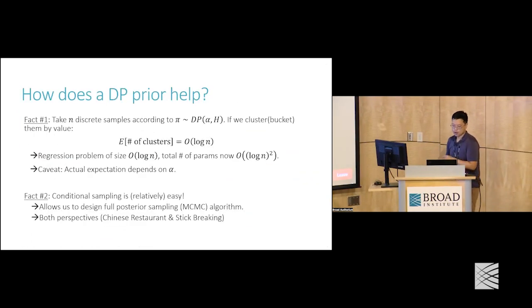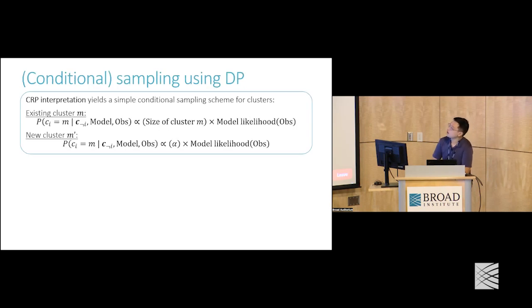Now, the other fact is that, as I mentioned, because of the priors that we picked, the conditional sampling is relatively easy. In particular for Dirichlet processes, you can design a posterior sampling algorithm because there are some very simple equations that I'll show you, kind of like what you see with the Dirichlet distribution as a prior for coin flips. And these algorithms are designed using both perspectives, the Chinese restaurant process and the stick breaking process. The equations that I'll show are very reminiscent of this.